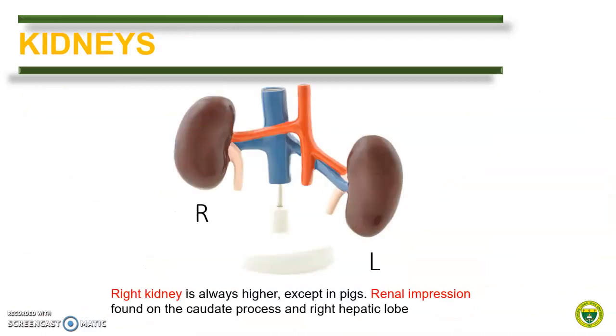In general, the right kidney is always higher than the left in all domestic mammals, except in pigs. Because of this, if you recall the anatomy of the liver, a renal impression is present on the caudate process and the right hepatic lobe of those animals.